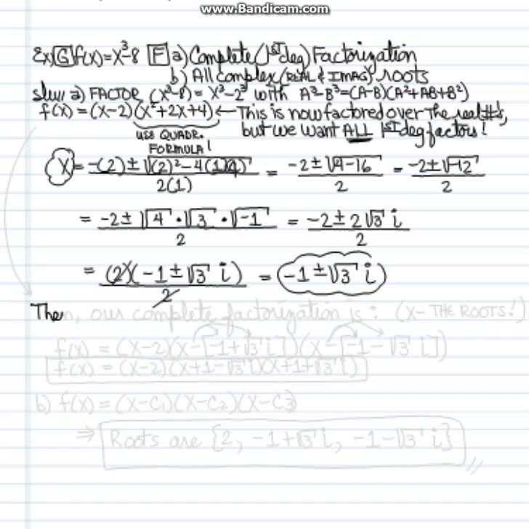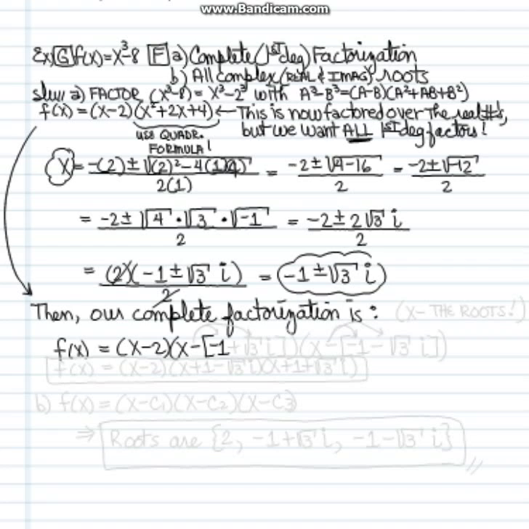Thus, our complete factorization, in other words, x minus the roots, we want to write this as a series of factors, x minus the roots. We know all the roots now. It is parenthesis x minus 2 times x minus bracket negative 1 plus the square root of 3i times x minus bracket negative 1 minus the square root of 3i. So one had the plus in the middle, the other had a minus in the middle.